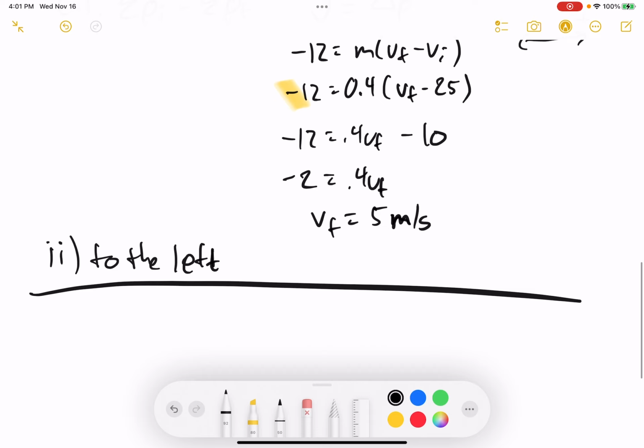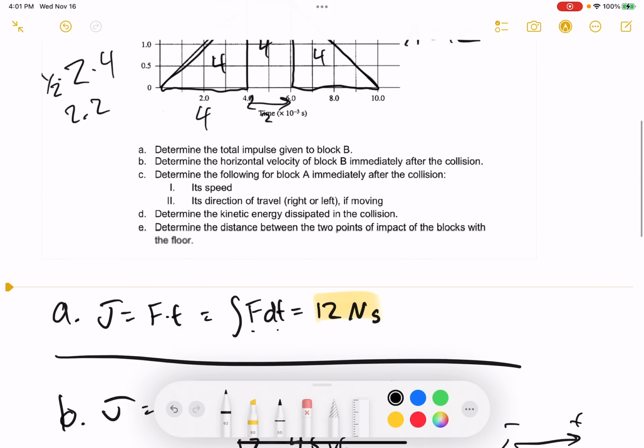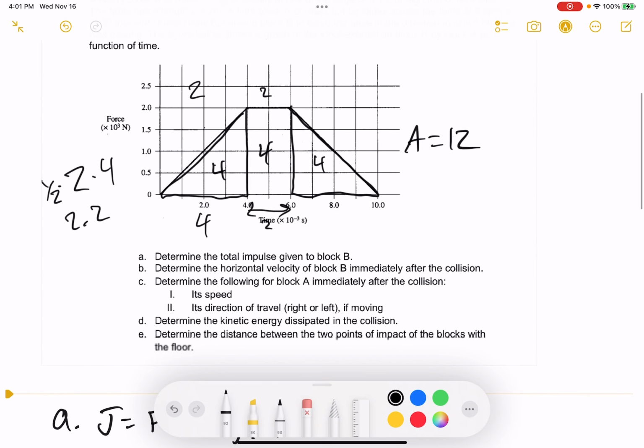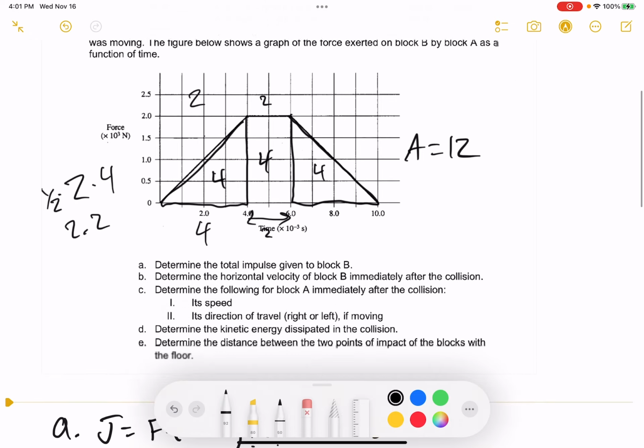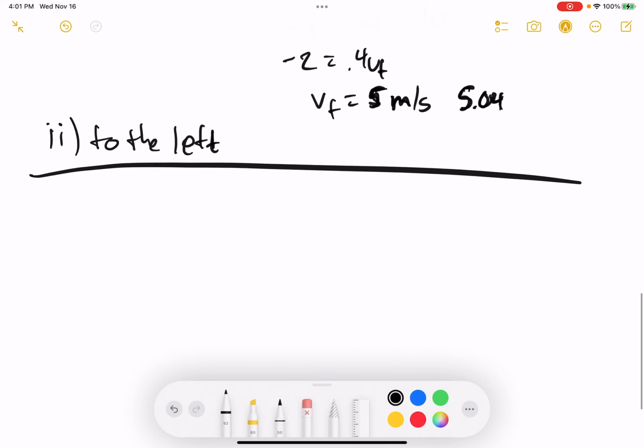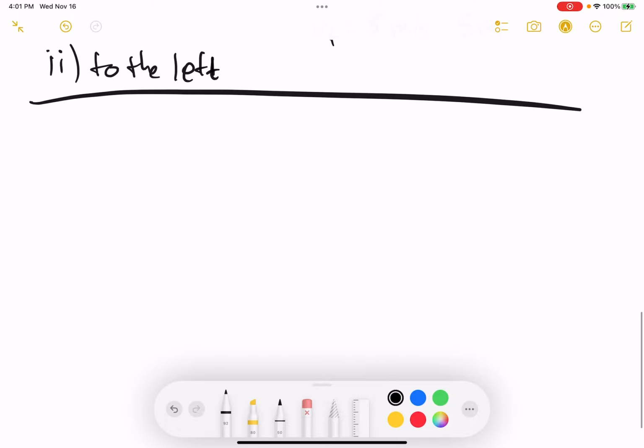This number is slightly off from the answer key number, which is 5.04, so I think that's a rounding thing from something else. It could be a difference between using conservation of momentum and also using this. But that's close enough that I wouldn't worry too much about that difference. So let's look at D.